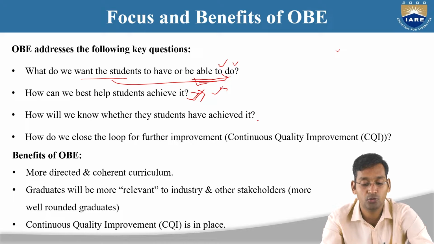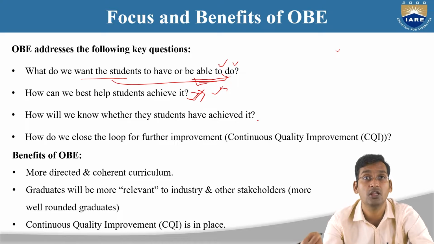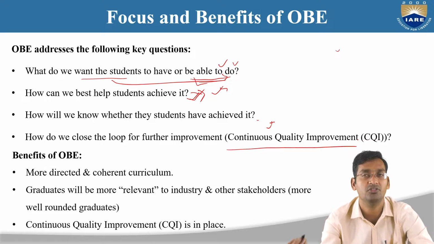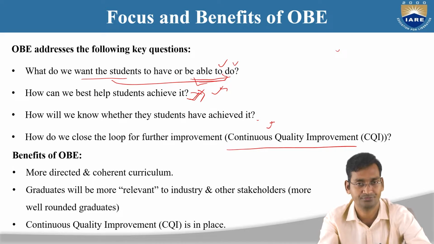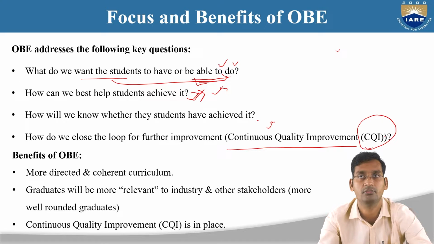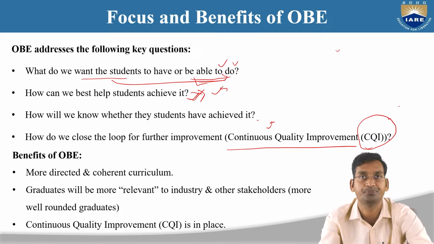Next, how do we close the loop for further improvement? Whatever further improvement is required, that gap is there, right? So how can we minimize or close that, so that no further improvement is required? That is called continuous quality improvement. Just upgrade yourself. Continuous improvement should be there, whatever is required. Just give an example: if C++ is there, how can you upgrade from C++ to Python, Go? That's why continuous improvement is required, and that has quality. Continuous quality improvement is very important here.